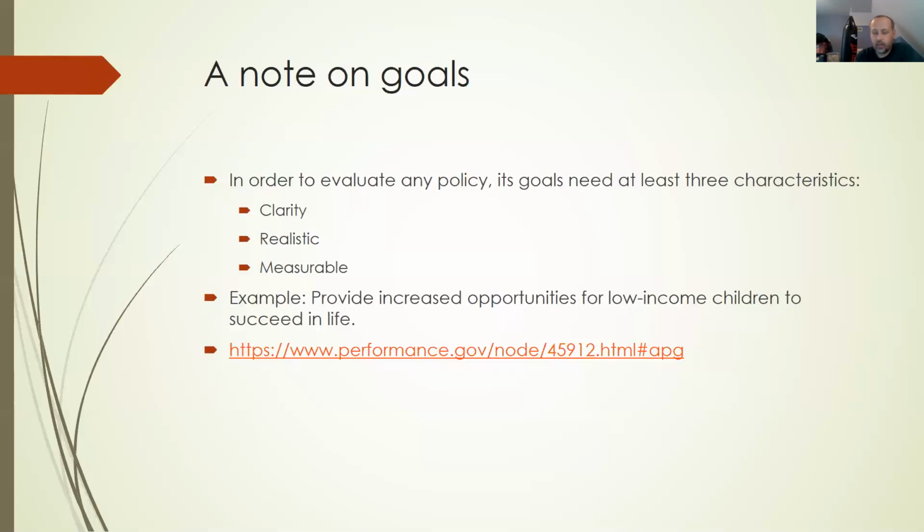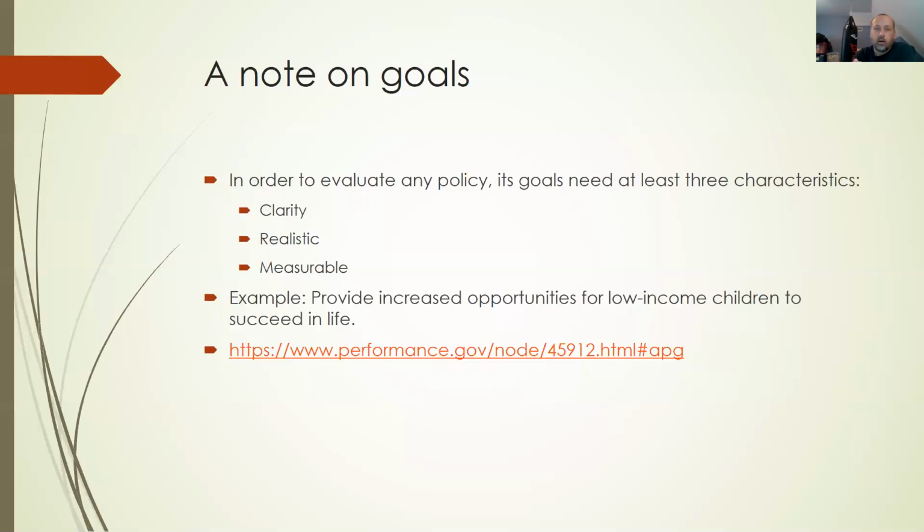Whatever it is that we think is a problem for low income kids, we need to be a little bit clearer in how we're defining that. It would be okay to have this as an intro statement about your goals, but then you would need to lay out more specific things underneath it and how it is that you're going to measure them.